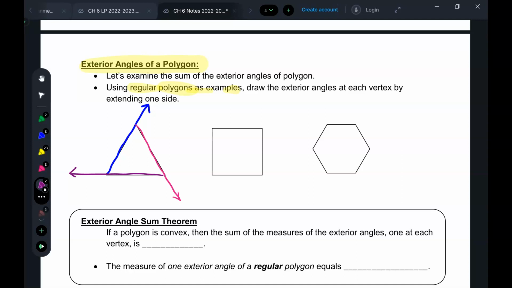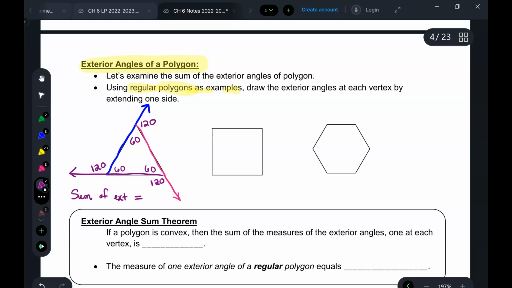What is each interior angle in a regular triangle? Come on, we know this. 60, 60, 60. So each exterior angle is 120, 120, and 120. What is the sum of the exterior angles? 120 plus 120 plus 120. Is that 360? It is 360.